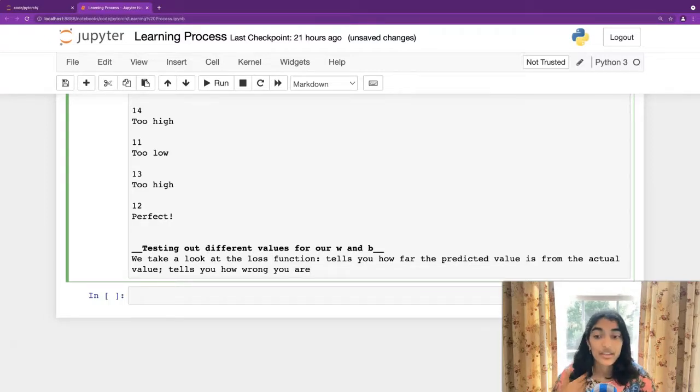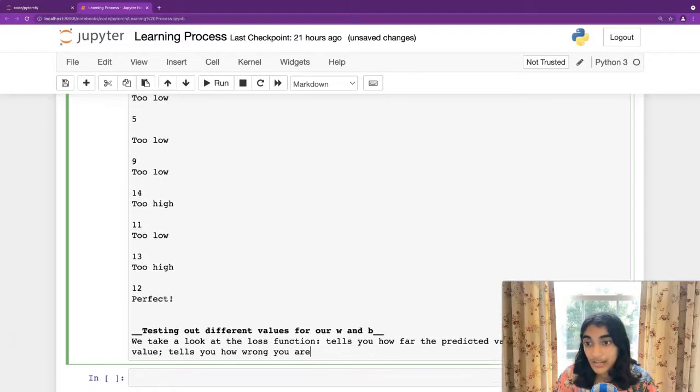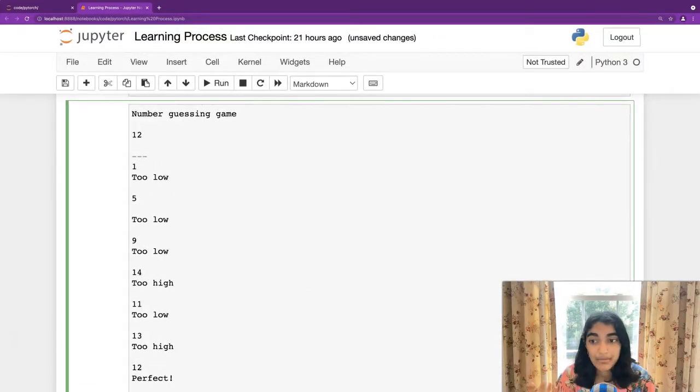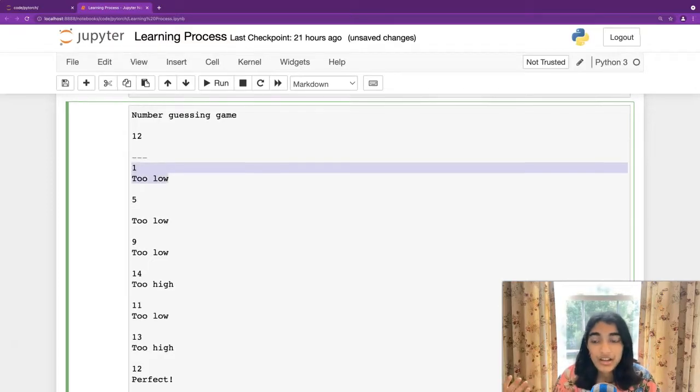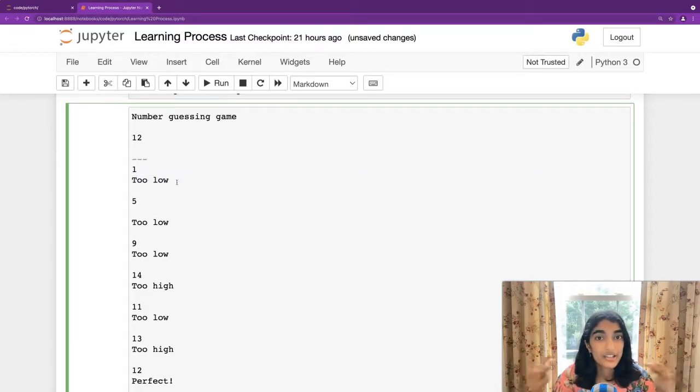This is what's going to tell you by how much or in what direction you need to change W or B. By direction, I mean, do you need to go up or do you need to go down? For 1, if you picked 1 and you found out that it was too low, is the direction you go up, or is the direction you go down? Well, the direction you go is up, because we figured out that it was too low.